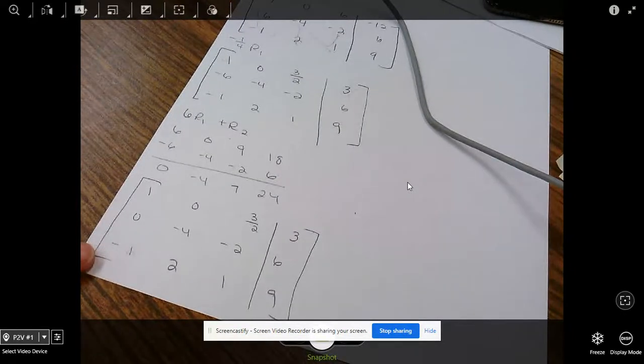I'm sorry, this DocuCam goes in and out. That's why I tend to use my iPhone, because this constantly is refocusing.